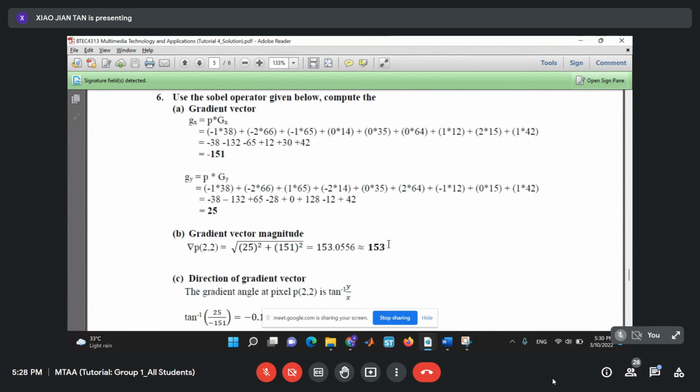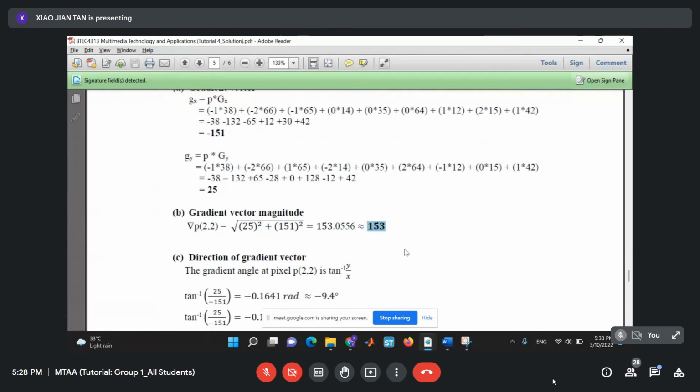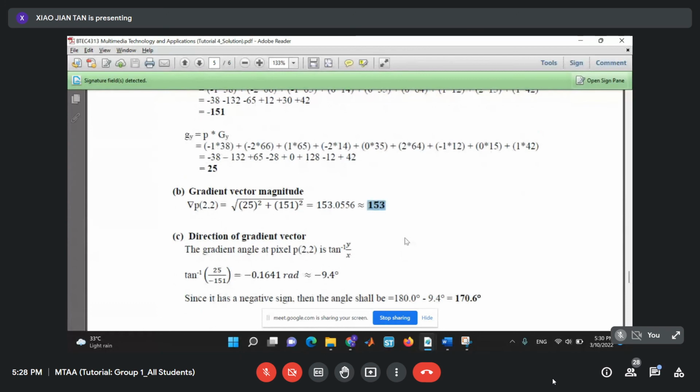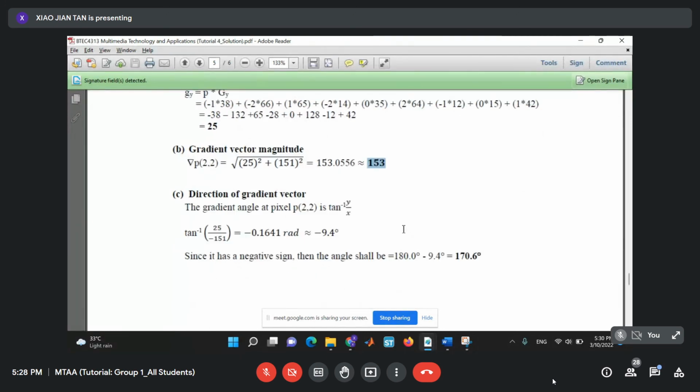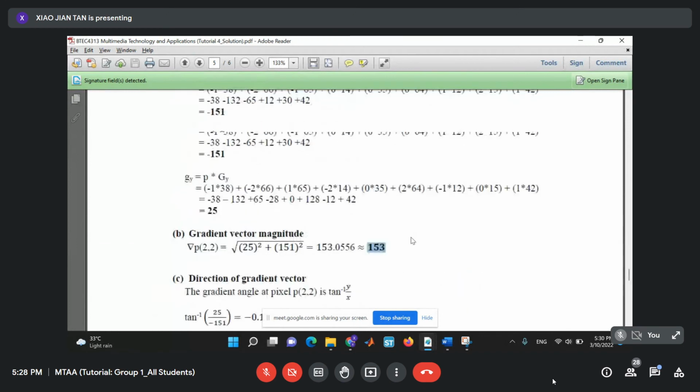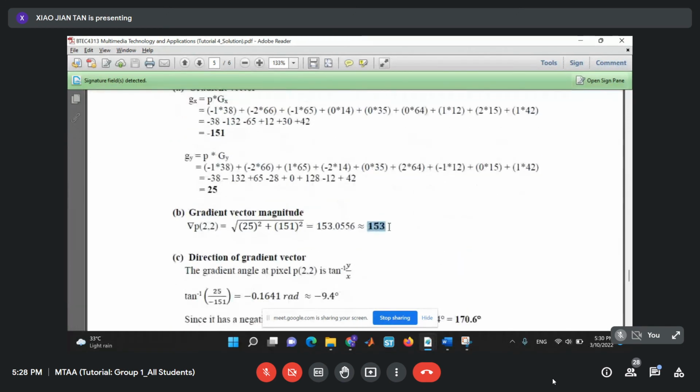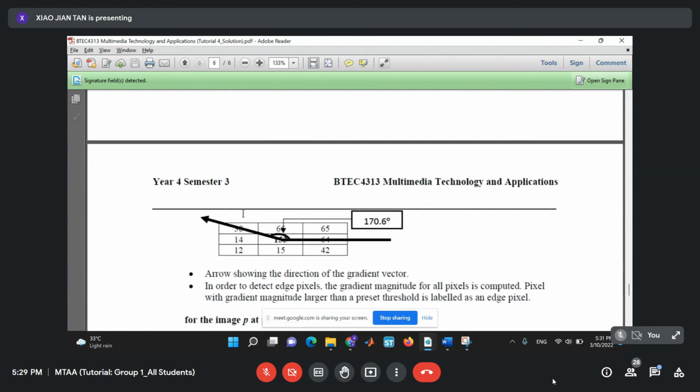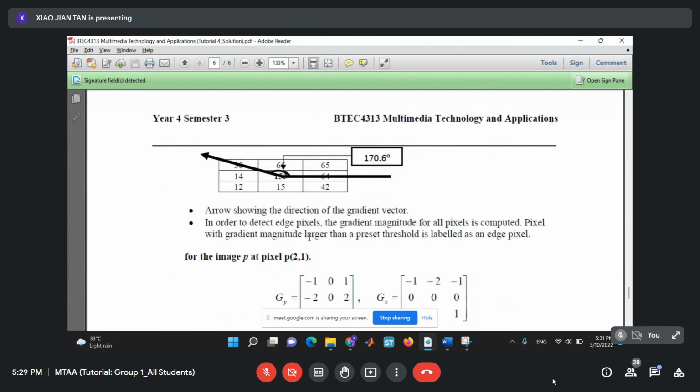So which means there is sort of a threshold value over there. Not really a threshold value, but a magnitude, but there is a default preset value. For example, a magnitude which is greater than 100 is an edge. So this is 153, so it is an edge. If you get a gradient magnitude of maybe 60, it is lower than the preset value of 100, so it is not an edge. And this one is to trace the angle of the edge.